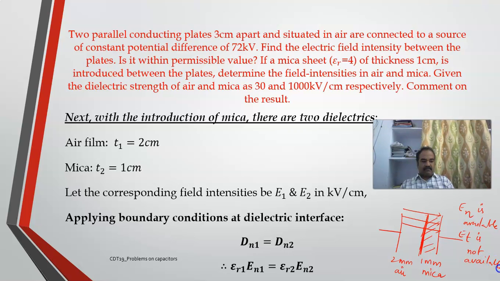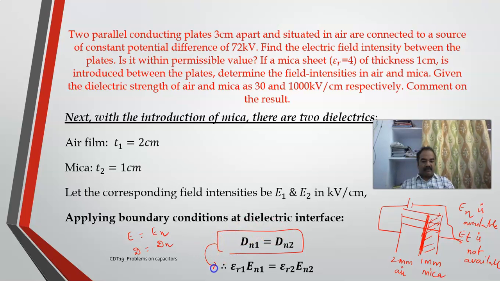Because you are applying voltage here, only En is available, Et is not available. So my E is nothing but En only, or my D is nothing but Dn only. See, you know the boundary conditions here at this point. At this boundary, the very first condition is Dn1 is equal to Dn2.